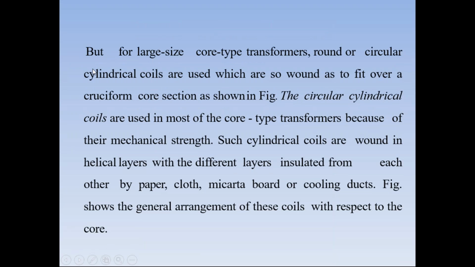So at what condition can we use the core type? For large size. For a large size core type transformer, round or circular cylindrical coils are used. These circular cylindrical coils have good mechanical strength. The insulating materials we can use are paper, cloth, mica, etc. And there is some air gap between the windings for providing cooling ducts, that is, for the cooling purpose.